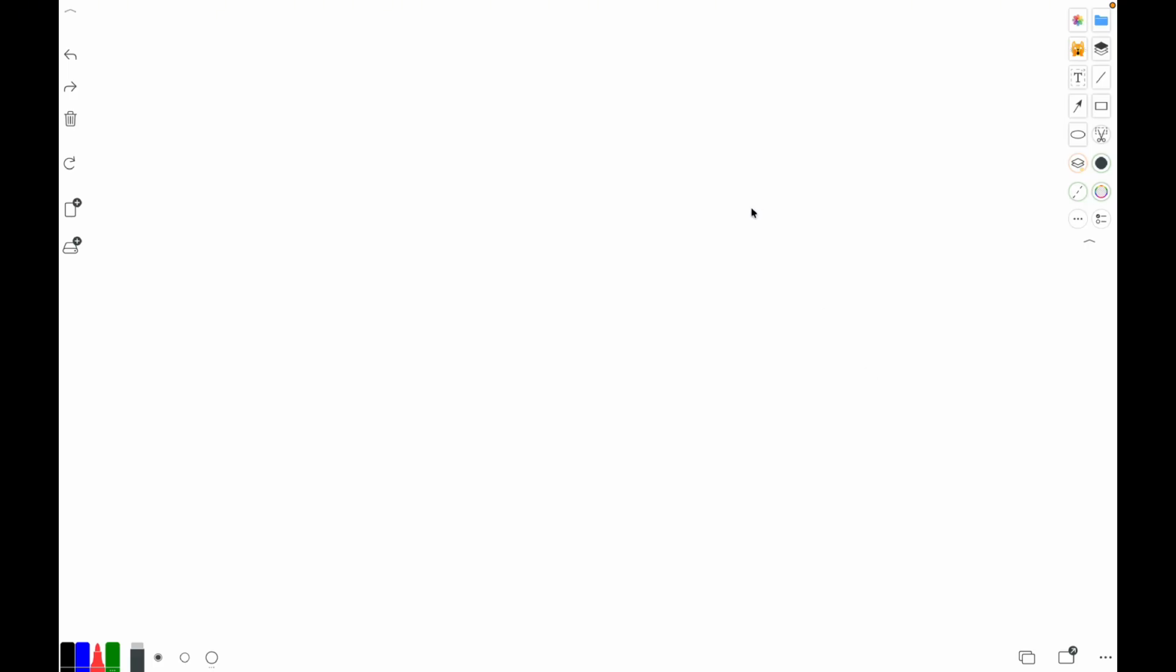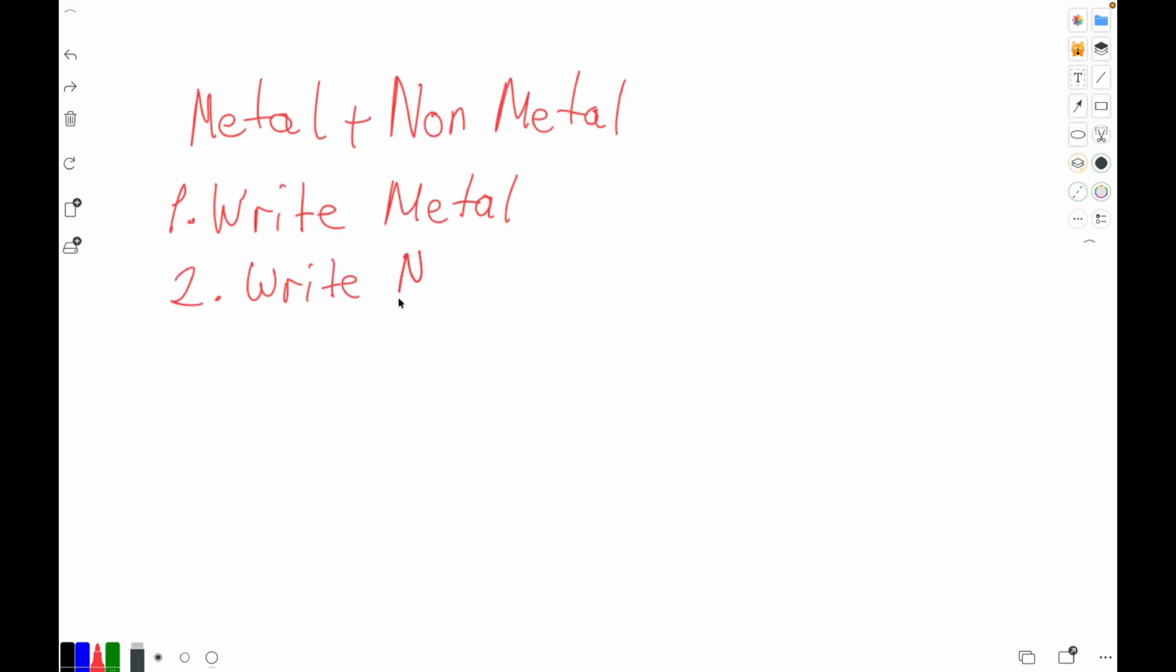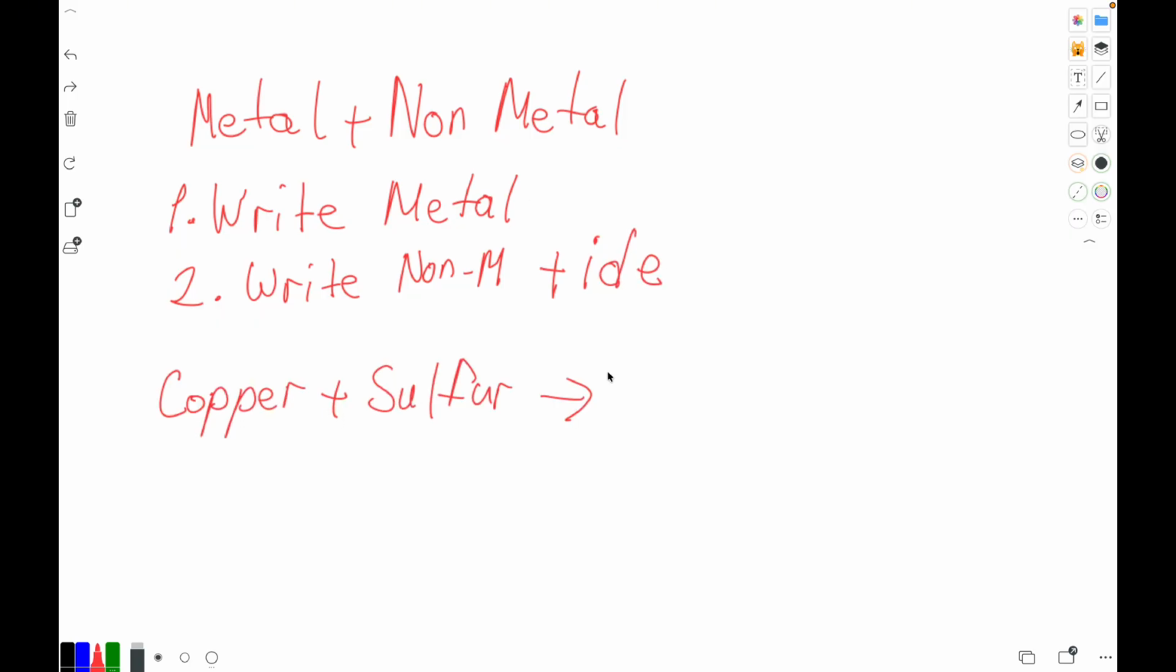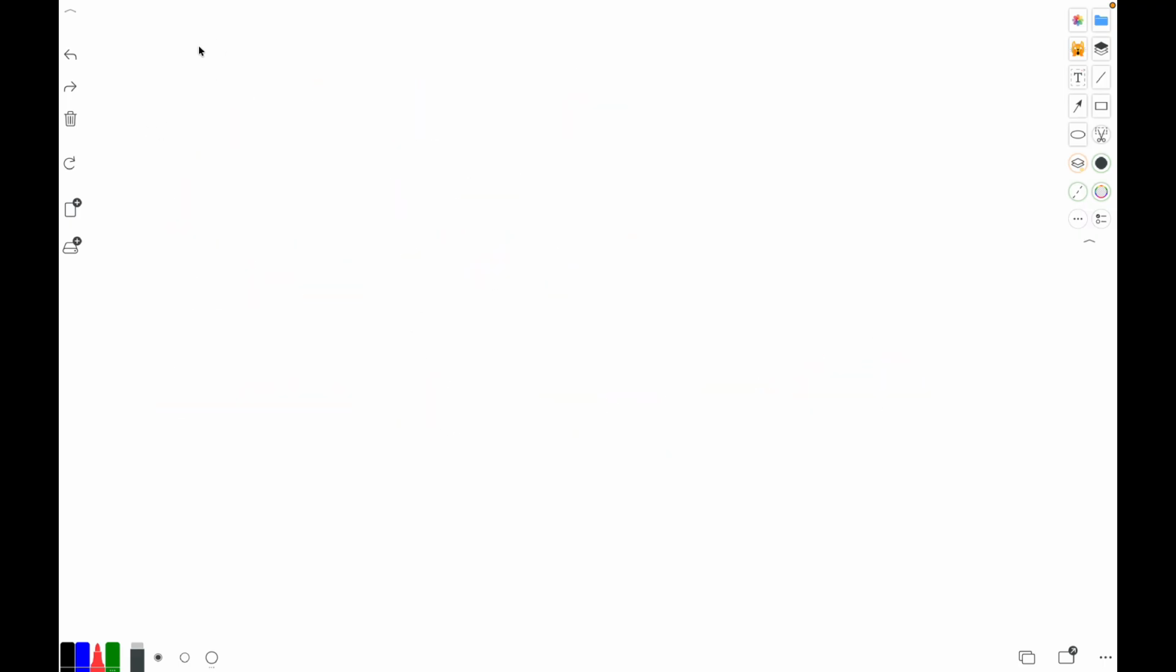How to name ionic compounds? Ionic compounds are compounds that contain metal and non-metals. First of all, we should write the name of the metal element and then write the name of the non-metal element. To the non-metal, we should add IDE. For example, copper plus sulfur. How to name it? Copper is metal. According to the rules, we should first write the metal's name without any changes: copper, and then write the non-metal's name by adding IDE: copper sulfide.